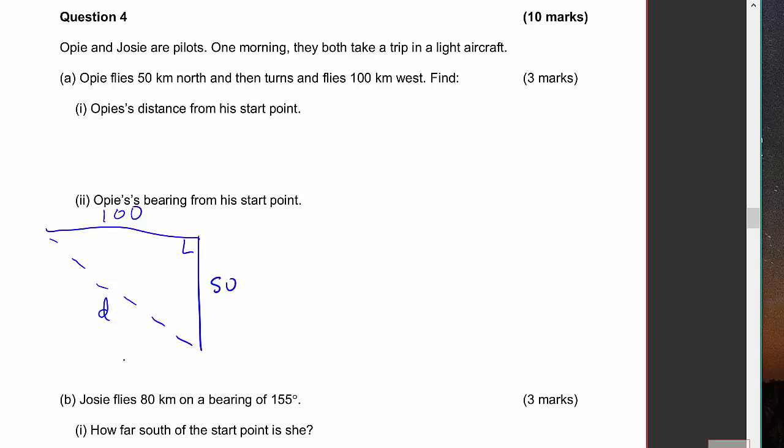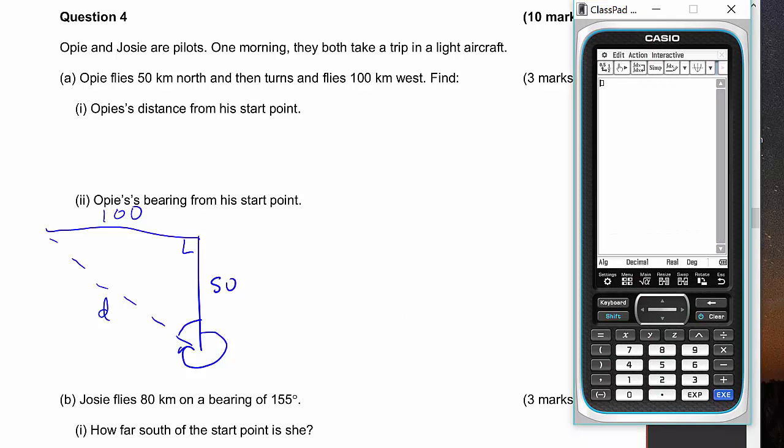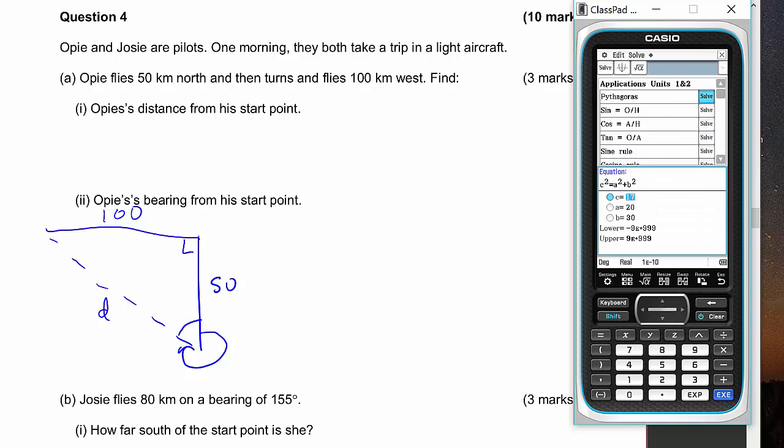And so the distance is going to be the hypotenuse here, and we also want his bearing from the start point. Well, that would be clockwise from north, so this angle would be nice to know. So we can use the activities once again. So let's go and use the Pythagoras activity, and we're trying to work out the hypotenuse, which is C, given the other sides are 50 and 100.